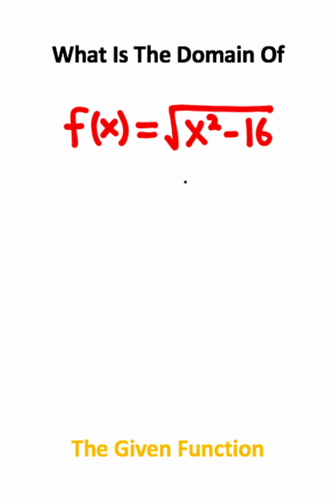solving for the domain. So I can figure out the numbers we're not allowed to have by basically taking everything under this square root and saying that it has to be greater than or equal to 0.